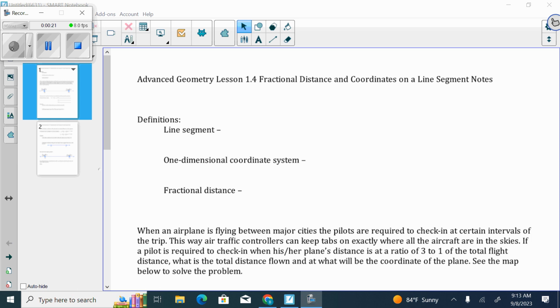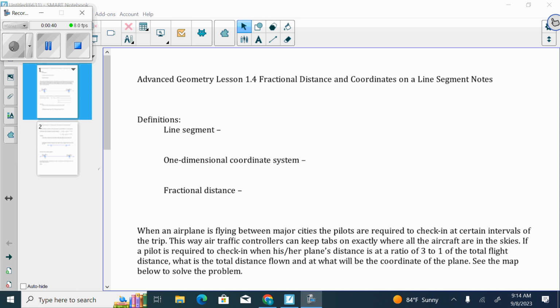So if they tell you to only go 2/3 of the distance, or if they say, where would I be located, or at what coordinate would I be if I go 75% of the way, right? So that's what we're going to be working on today. Before we do that, we need to define a couple of terms.